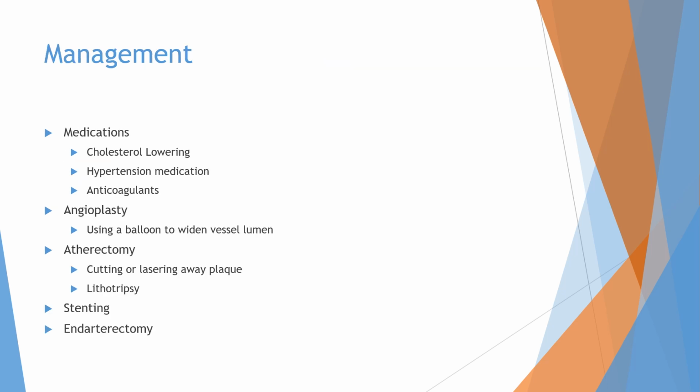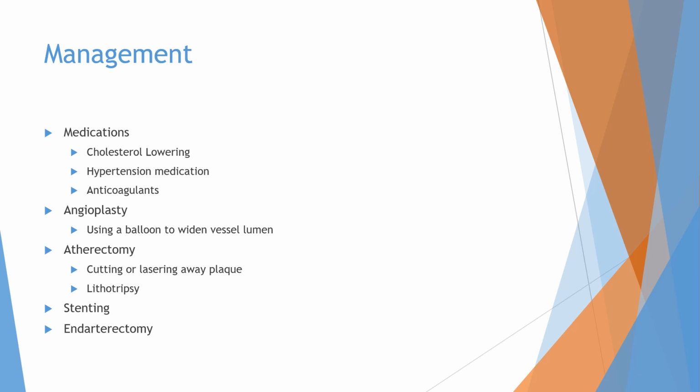So management, we're going to give them medications to lower their cholesterol, and also it's going to help stabilize that plaque. Medications to help treat hypertension, and then anticoagulants as well. We're going to do everything we can to prevent any clotting and occlusion happening with peripheral artery disease.